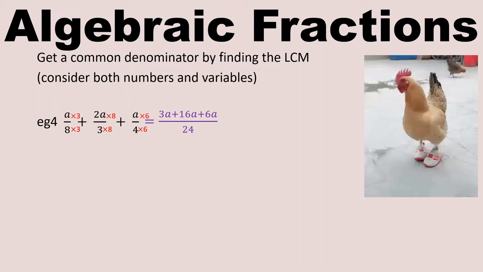Let's just see how many a's that would be. That is 3 terms, but it is not 3a. The first term on its own is 3a. 3a plus 16a is 19a. Plus another 6a would be 25a. Hopefully that's pretty straightforward.